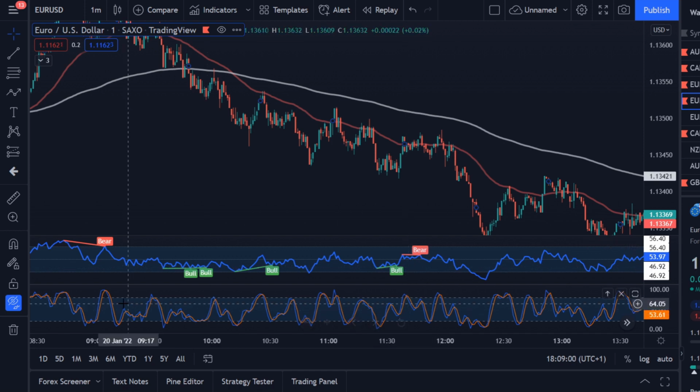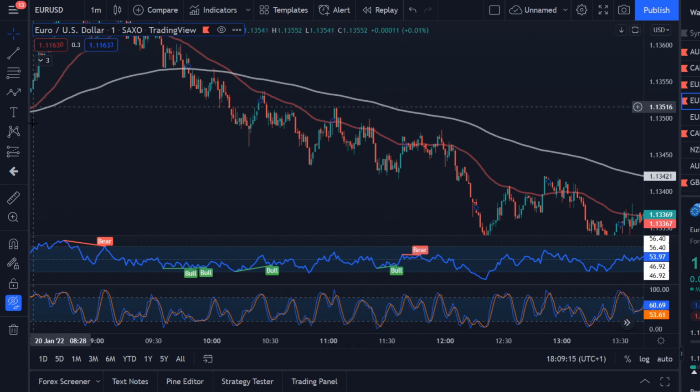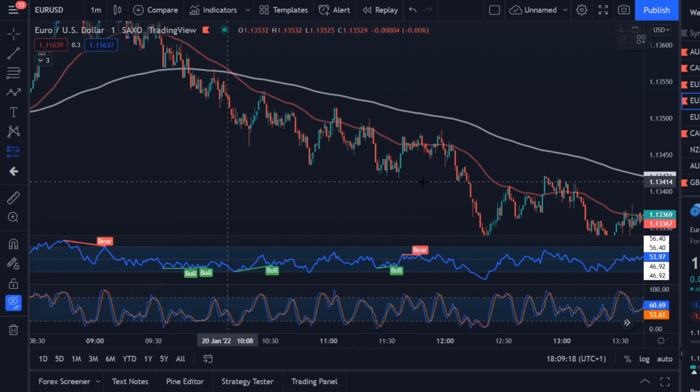And then we look at our third confirmation, which is the stochastic. We basically wait for a crossover on the stochastic indicator, and when the crossover happens, which is about here, we take a sell order. So let me show you.